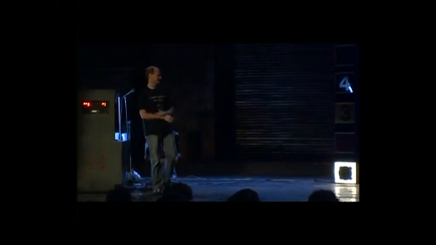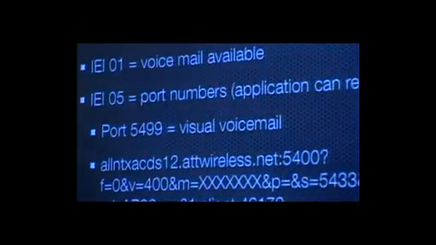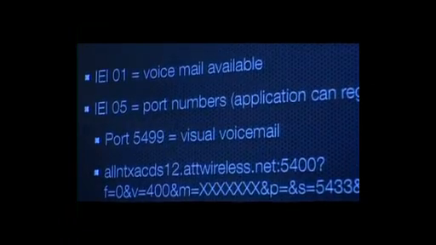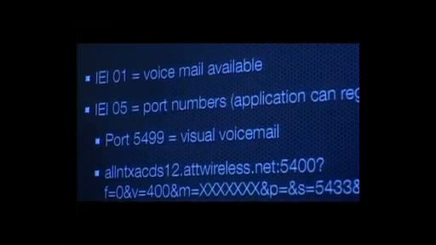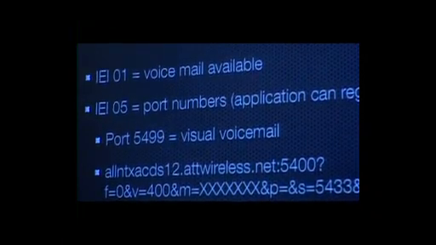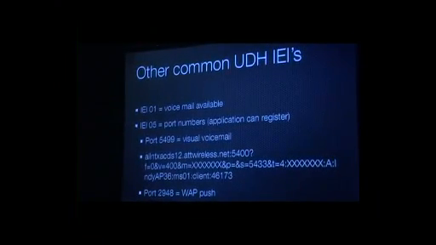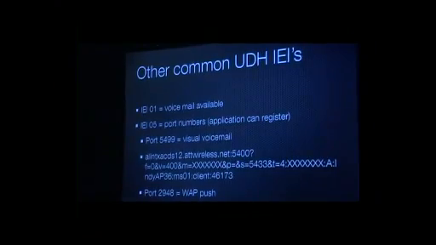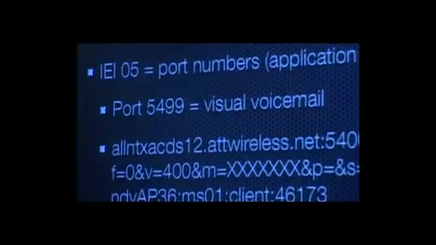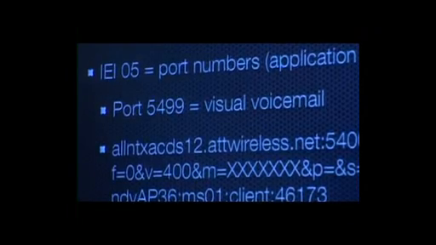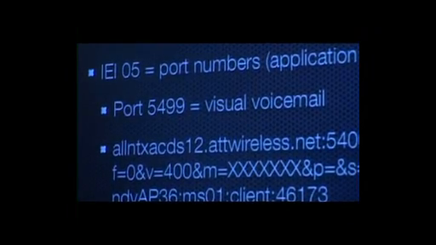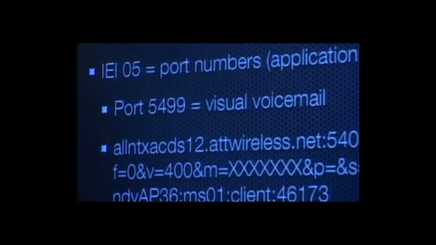What are some other ones that you'll see? That was IEI of 0. IEI of 1 is one you get to tell you that you have voicemail waiting. IEI of 5 says that this is designated for a port. So just like TCP or UDP, applications can register for ports for SMS messages. It's kind of crazy. On iPhone, port 5499 is used for visual voicemail. It's that feature that iPhones have where you can see exactly all your voicemails. So this happens on that port.